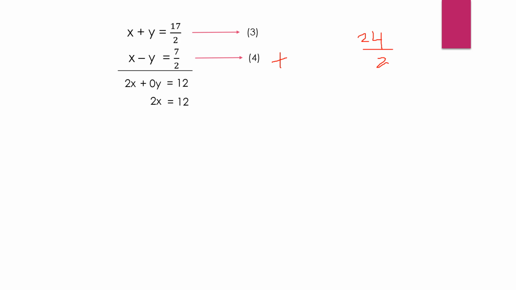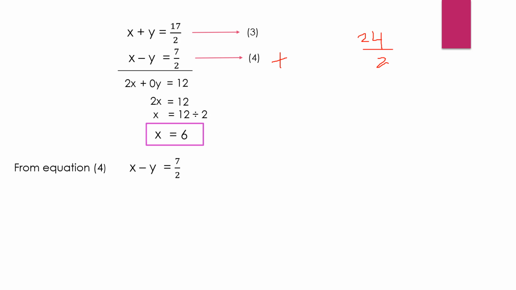What will be x? Good. X will be 12 divided by 2. And what is that? X is 6. So we got the value of x. Now what is y? Okay, I am taking equation 4. That is x minus y equal to 7 by 2. So replace x with 6. We get, correct, 6 minus y equal to 7 by 2. So what will be y? Yes, very good. 6 minus 7 by 2.